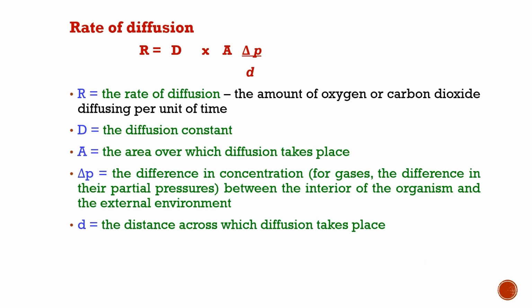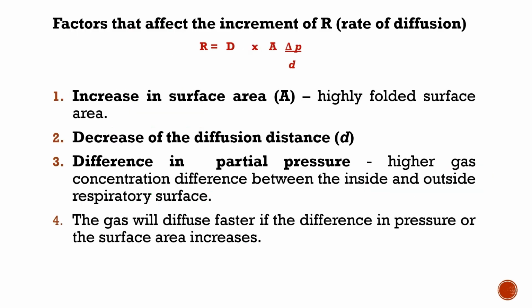So, for the rate of diffusion, the equation that is used is R equals D times A times delta P over d, where R is the rate of diffusion, the amount of oxygen and carbon dioxide diffused per unit of time. D is the diffusion constant. A is the area over which diffusion takes place. Delta P is the difference in concentration for gases, the difference in their partial pressures between the interior of the organism and the external environment. d is the distance across which diffusion takes place.